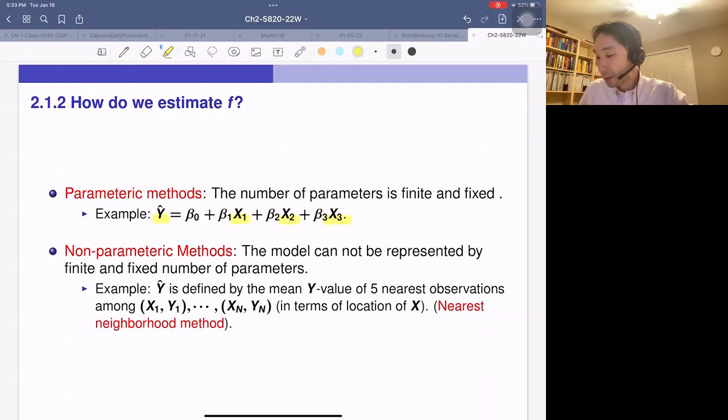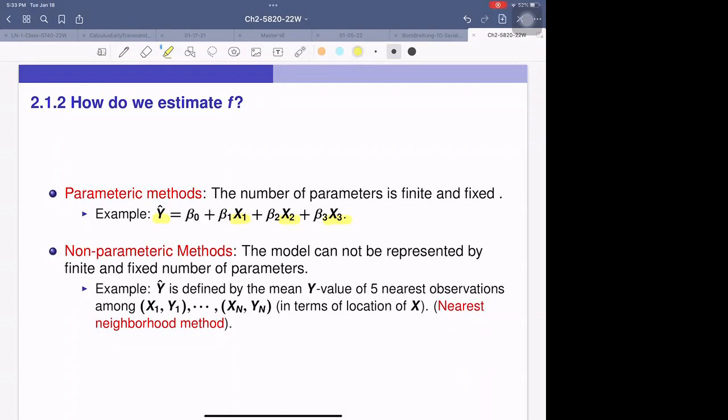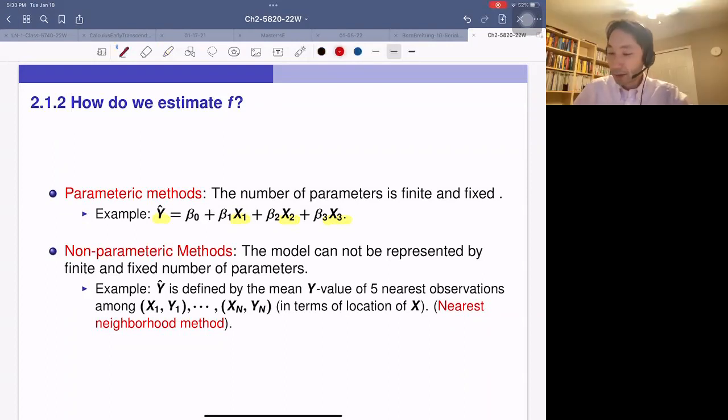So one simple way to estimate Y is to fit this linear model. And we can fit a more complicated model. Generally we have 2 classes of models. One is the parametric model and the other is the non-parametric model. In a parametric model, basically the model is expressed as a finite number of parameters, and that number does not depend on the sample size.